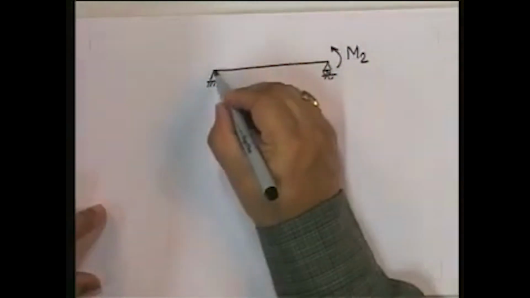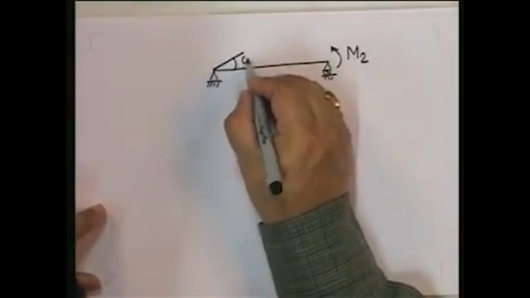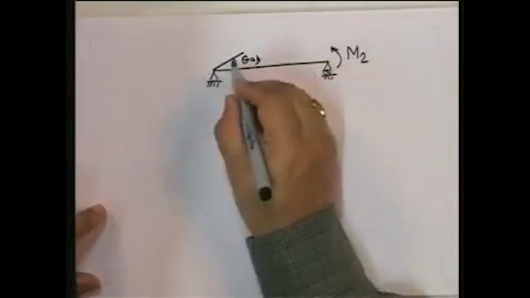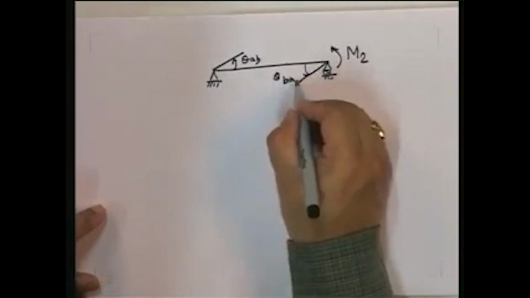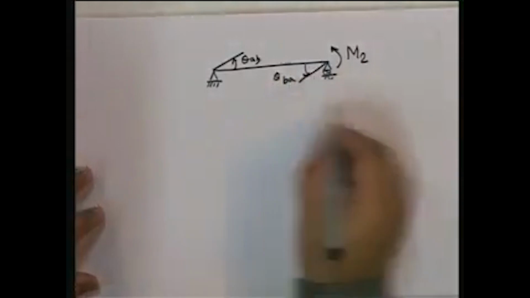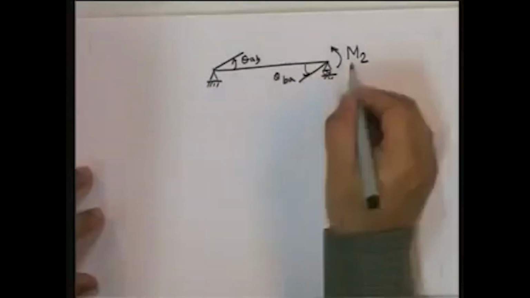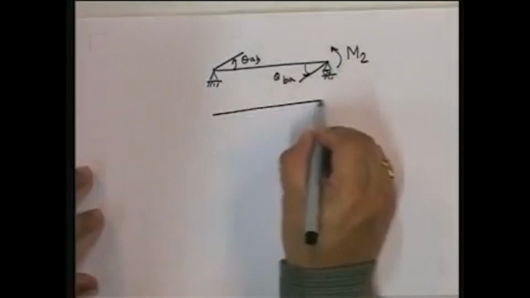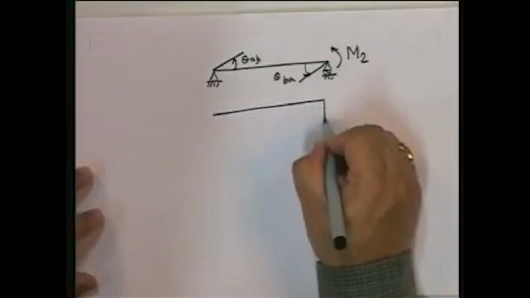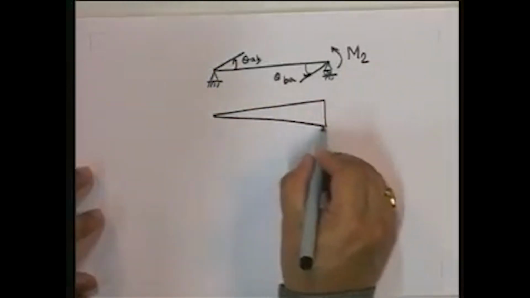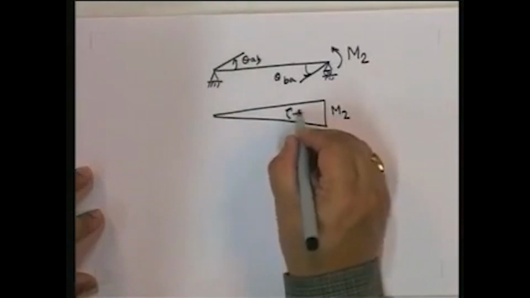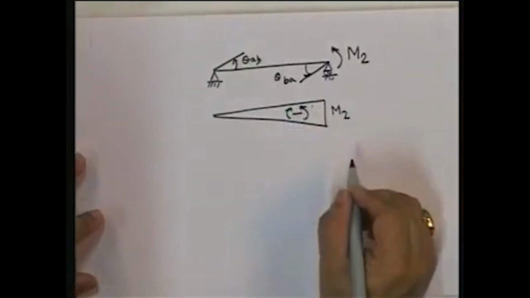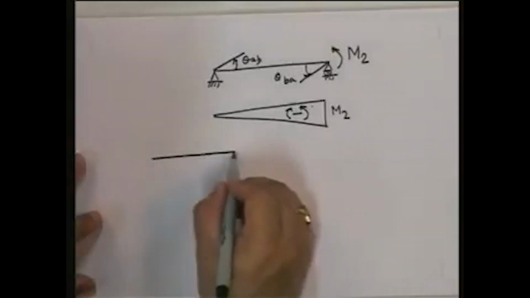So apply M2, and I need to find out how much theta AB is, that's positive anticlockwise, and how much theta BA is, which is positive anticlockwise. So under this loading, what would be the bending moment diagram? Again, I am not going to be spending time telling you how to do it. You should be able to do it by now, and this is going to be this sense. Okay, that's my M2.